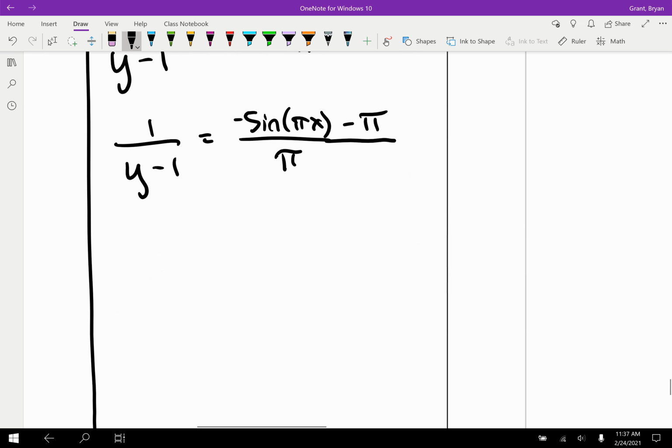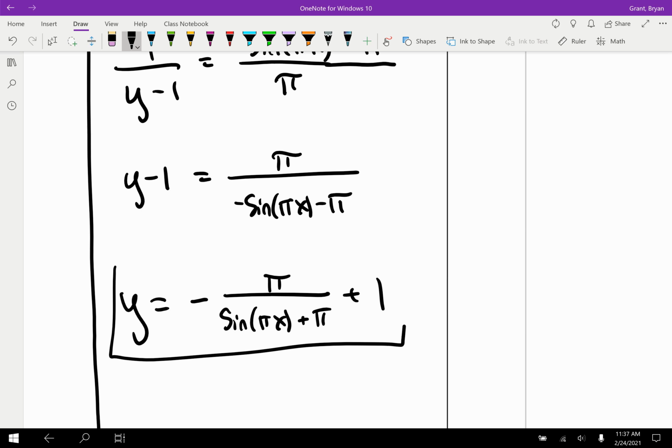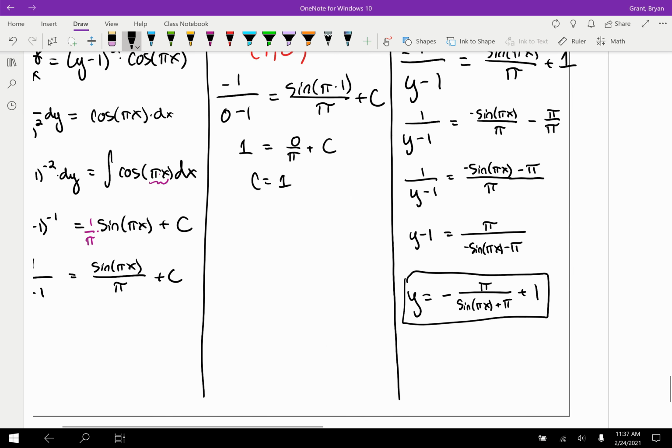Now we flip our fractions. Reciprocal of each side, (y − 1) over 1 is going to be equal to π over negative sine of πx minus π, and then finish adding the 1. If you really want to be awesome, you can recognize there's a negative to both of these and factor the negative out to the front of the fraction. You can totally keep the negative inside, it does not matter. Plus 1. And there we go, our solution.